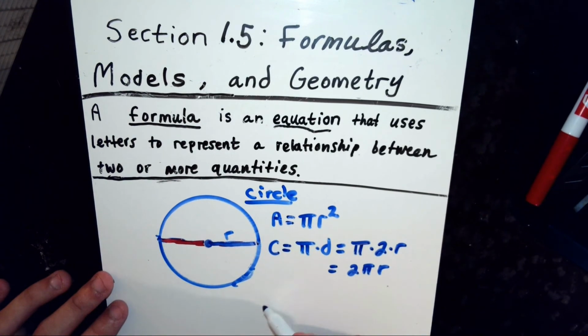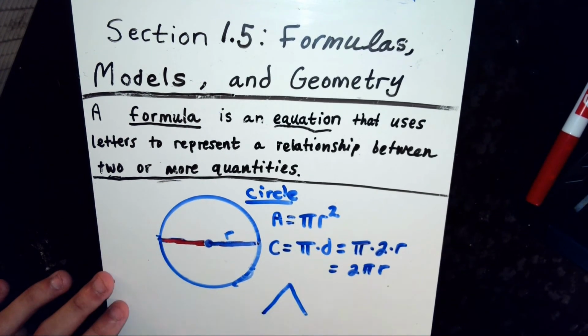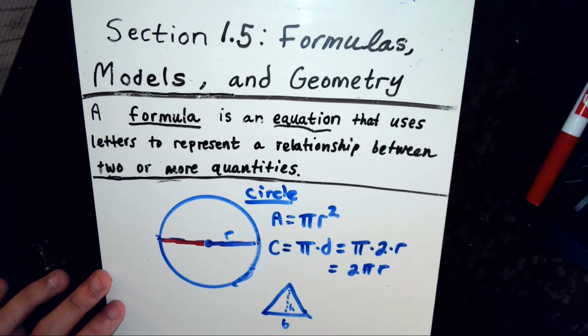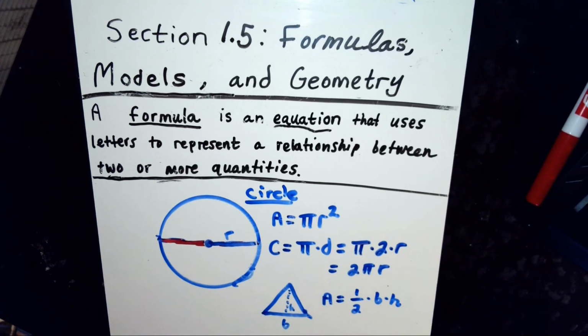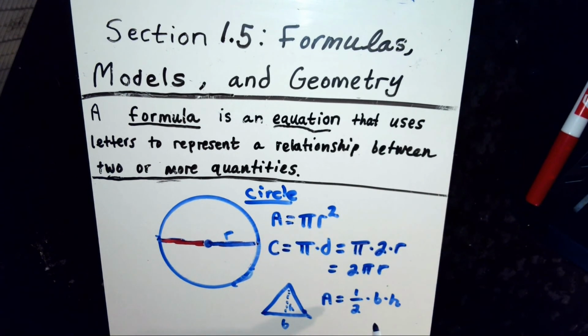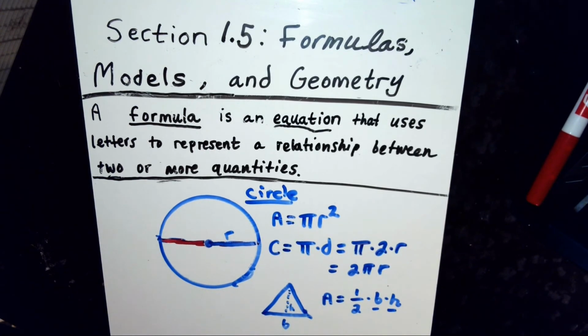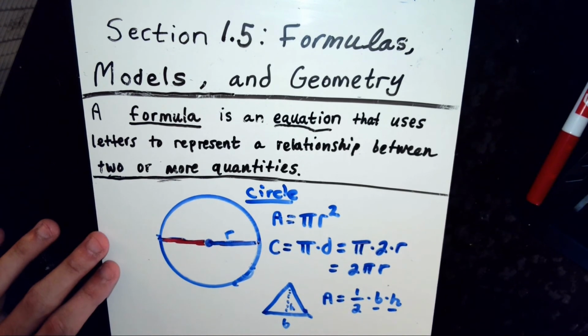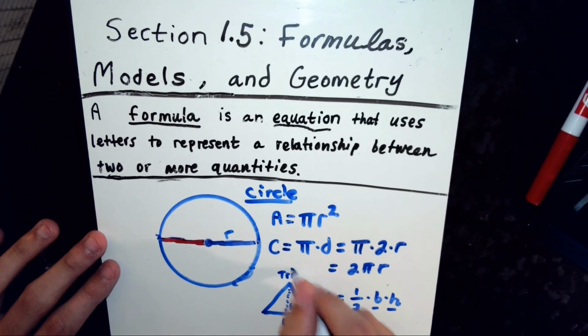A next common example would be, say, a triangle. Let's say we have a triangle looking like this, and say we know its height, and let's say we know its base. Then the area of this triangle is 1/2 times the base times the height. So notice this is a formula that relates three variables, or three quantities. We have the area, we have the base, and we have the height. Awesome.